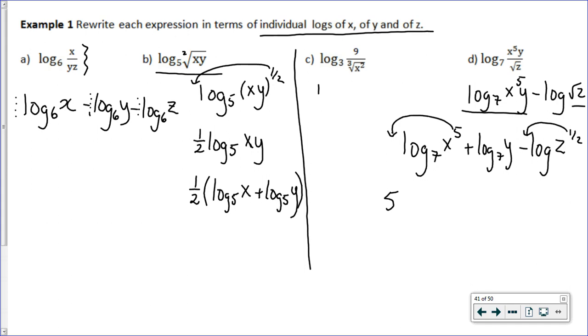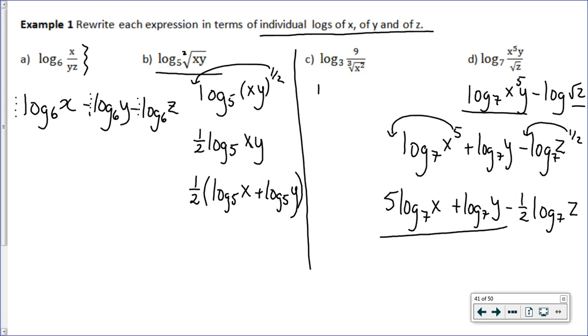So I have 5 log base 7 of x plus log base 7 of y minus 1/2 log, oops, I forgot the base 7 up here. Sorry about that. There it is. And 7 of z. So what this is really saying is that x and y are positive. They're in the numerator up here. The power on the x is 5. And because this is a negative 1/2, that means the log base 7 of z is in the denominator, it's negative, and it's a square root, so I have the 1/2. All right.